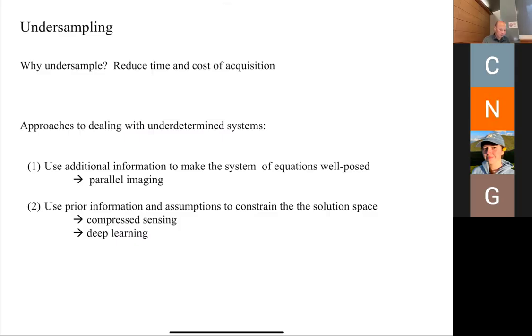So the first way we're going to look at dealing with underdetermined systems is what's called parallel imaging. And then we might get into compressed sensing probably next time, and also deep learning next time. So there are two main approaches. One is parallel imaging, which tries to take our underdetermined set of equations and make them well posed. Whereas compressed sensing and deep learning say, well, let's just use some prior information and assumptions to help us make up for that undersampling.